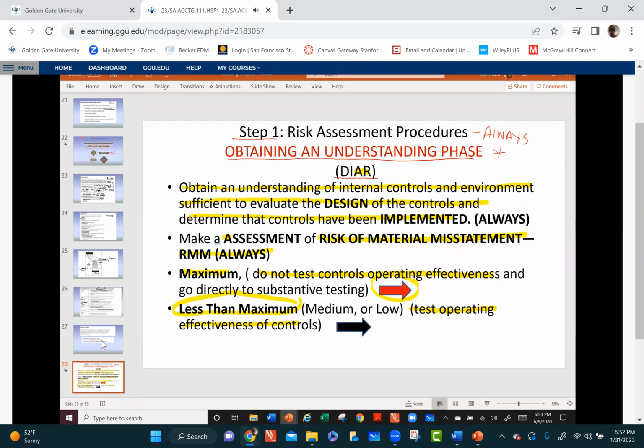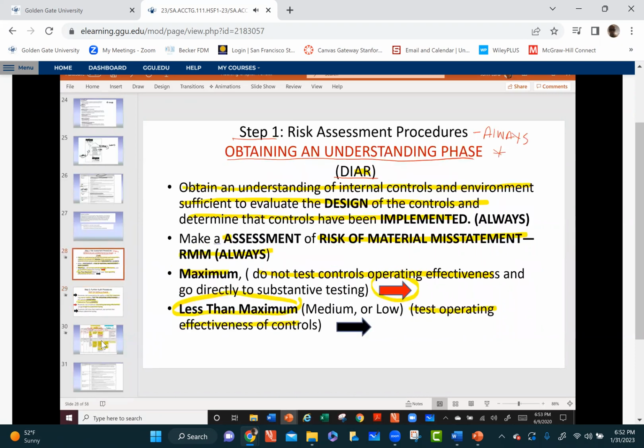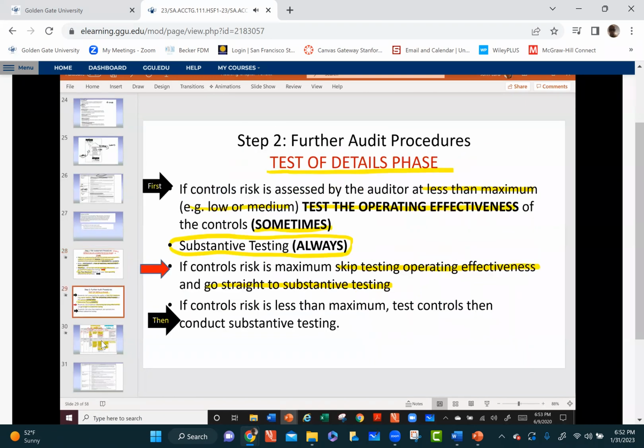You make the assessment of risk of material misstatement at less than the maximum. You'll test the operating effectiveness of the controls. When you test the operating effectiveness of the controls, you then go to your substantive testing. If you assess the risk of material misstatement at the maximum, bypass the testing of operating effectiveness, follow the red arrow, go straight to your substantive testing. But we're doing that by assertion.